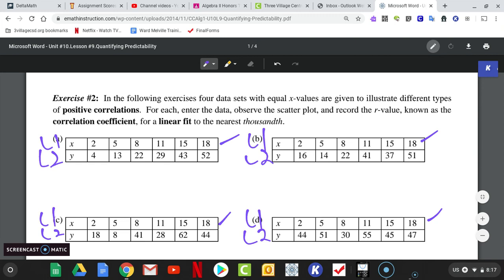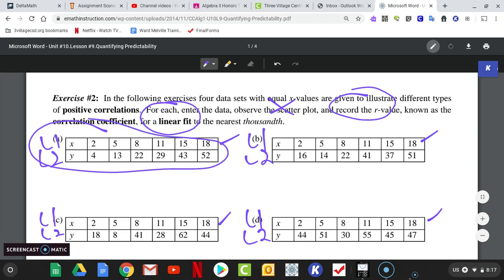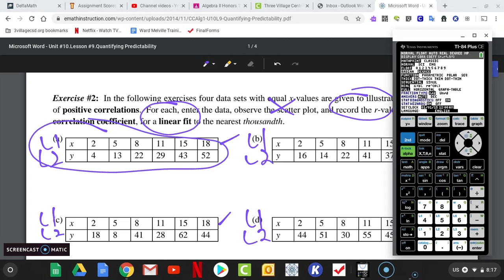Anyway, so we're going to enter these into our list, and what we're going to do is we're not going to look at the scatter plot, all right? We're going to record the R value by looking at the linear equation. So what I mean by that is take a moment and type these numbers for exercise A into your calculator, into your lists. It should look like this. Okay? Pause the video. Make sure you have that.